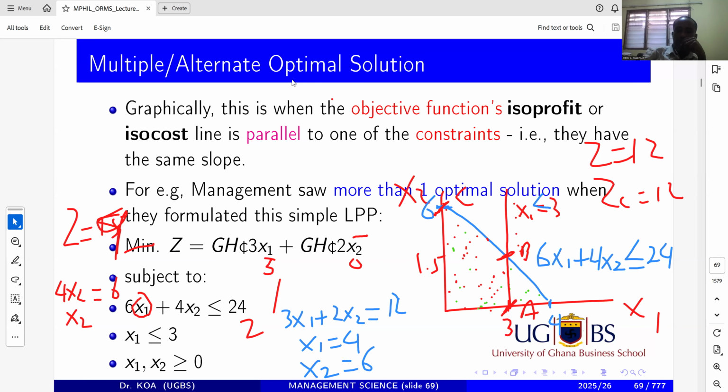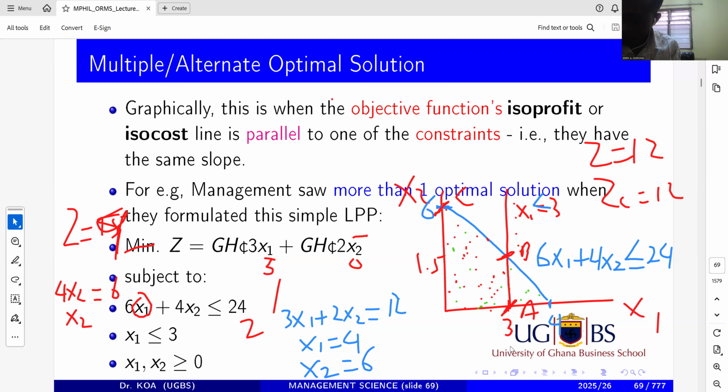Yes, anything between B and C is what? The optimal solution. Optimal. And the profit between B and C is what? Maximum. I want the value. That is 12. Good. So you get 12 at any point between this. So that's what we mean by multiple optima. If you substitute these two values between that, they will give you 12.